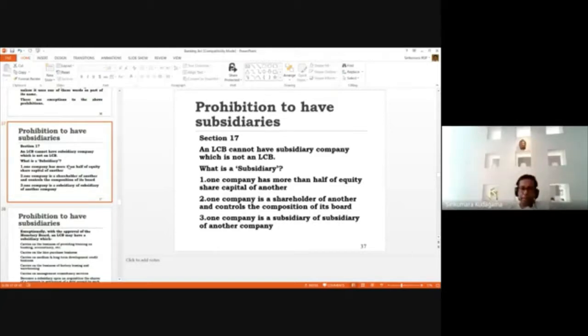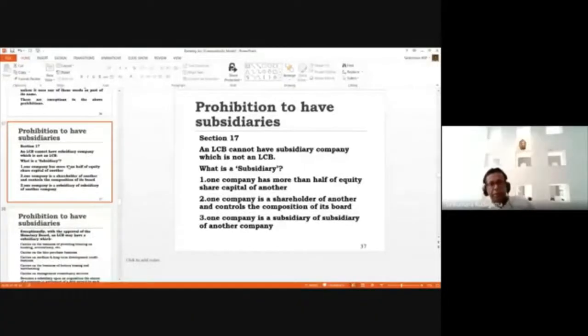And then the second proposition is that one company is a shareholder of another and controls the composition of its board. Now, in the first place, one company has more than 50% of the equity capital of the other company. In the second one, there is no minimum requirement. A company is a shareholder of another company, and in view of that shareholding, they control the composition of the board, right?